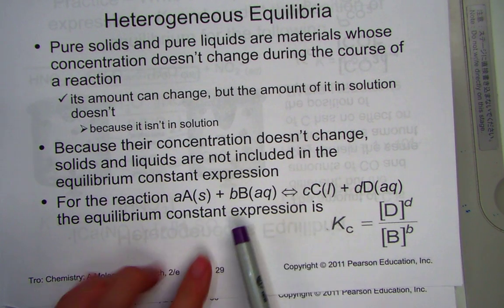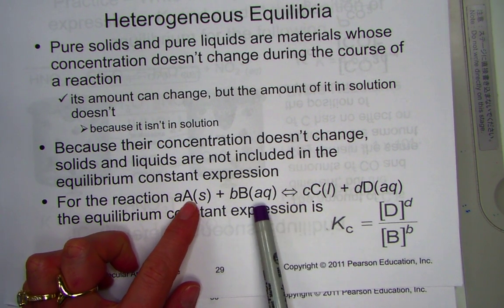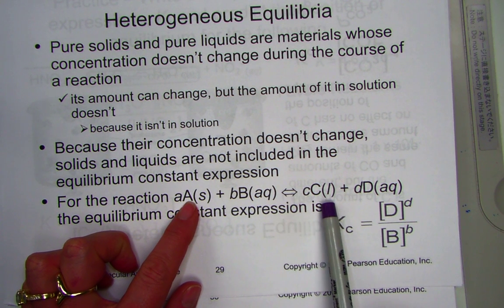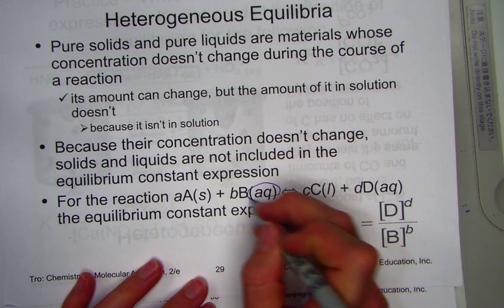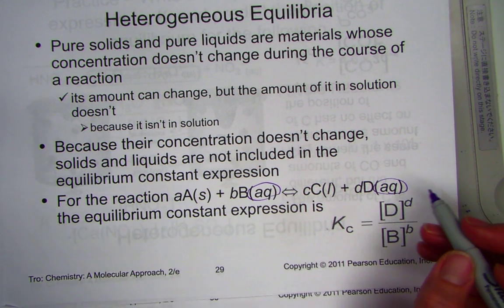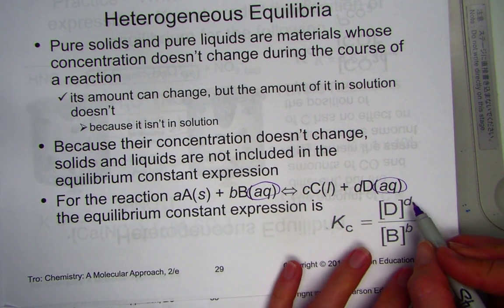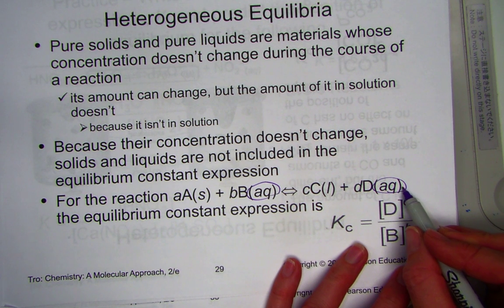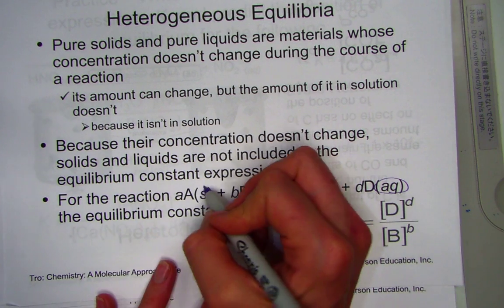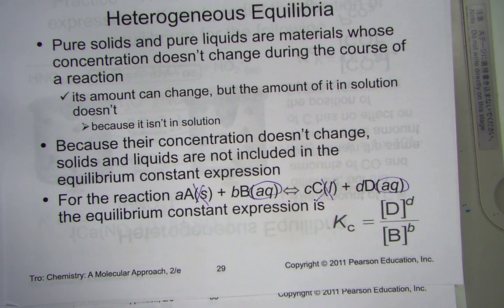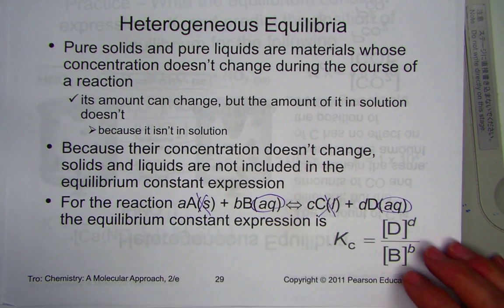For the reaction, solid A with aqueous B goes to liquid C and aqueous D. Only the aqueous species have a molarity. So I include only the aqueous product over the aqueous reactant. I do not include pure solids or pure liquids in an equilibrium expression.